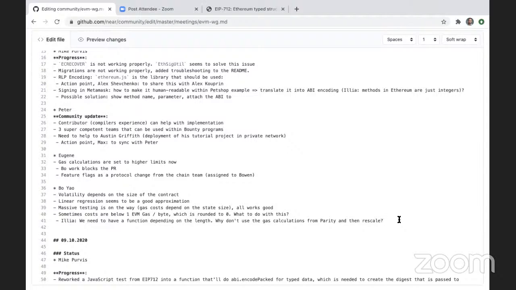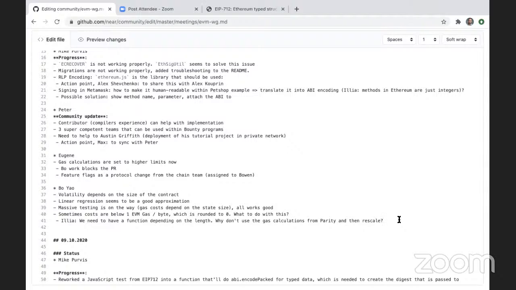cost per byte. No, it's not. It's not even just cost per byte. As I said, some of the input contains the lengths of the allocated memory. That needs to be taken into account. So you need to actually read out the bytes of the input and, based on them, define some rules. Got it.